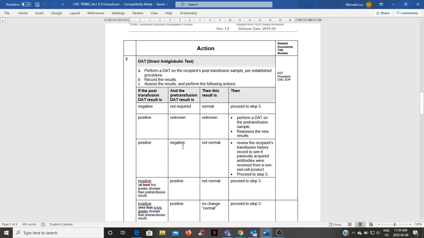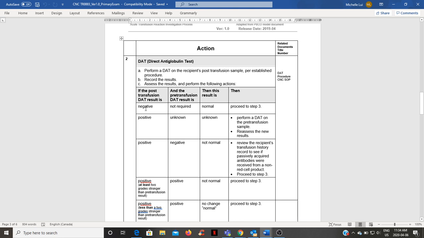And we're just looking to see if the sample is hemolyzed and it can be ruled out as due to collection or due to a condition. So that's step one. And step two is the DAT. So perform a DAT on the post-transfusion sample, record the results, assess the results. So let's go down here.